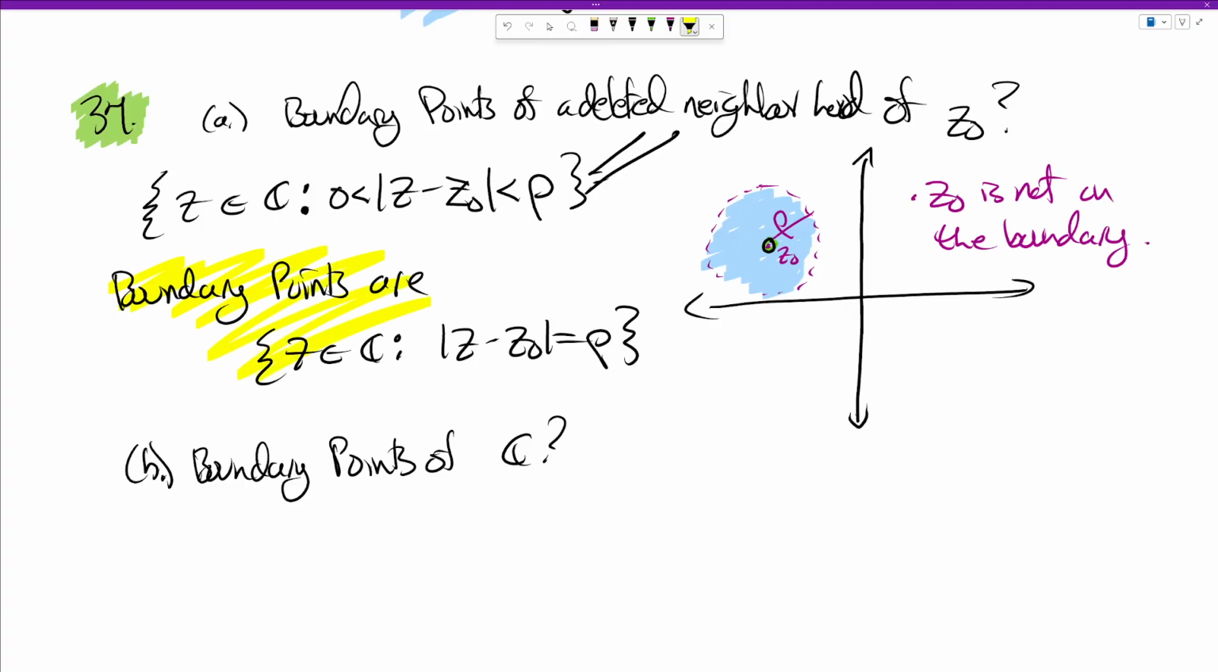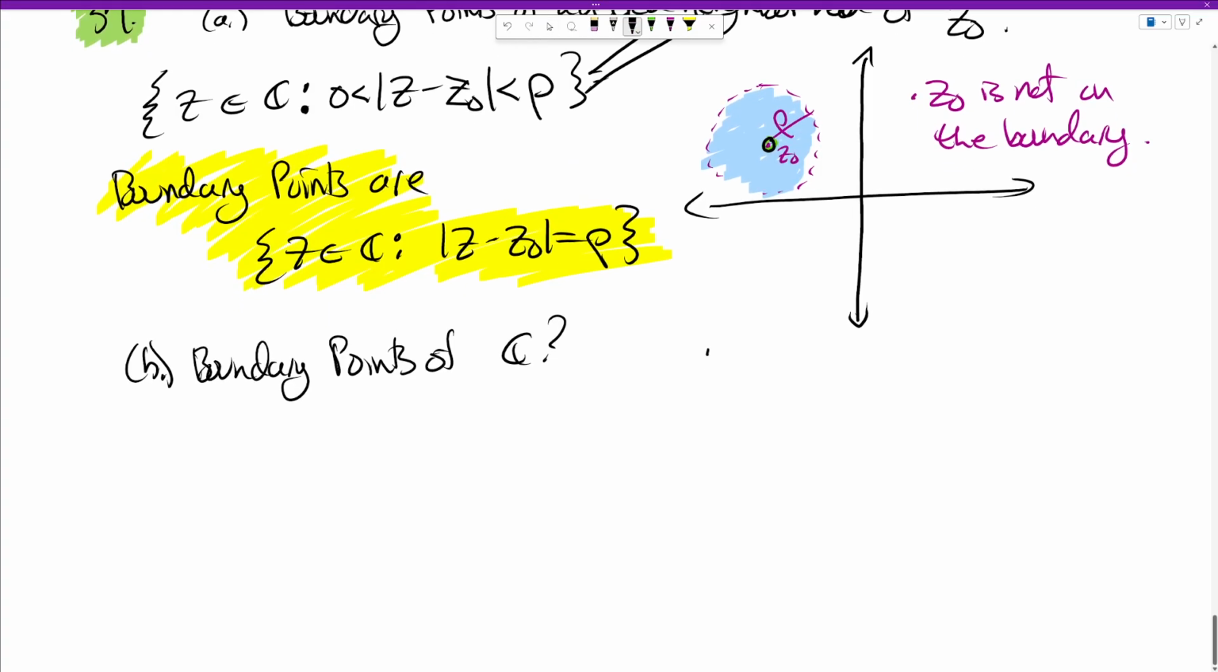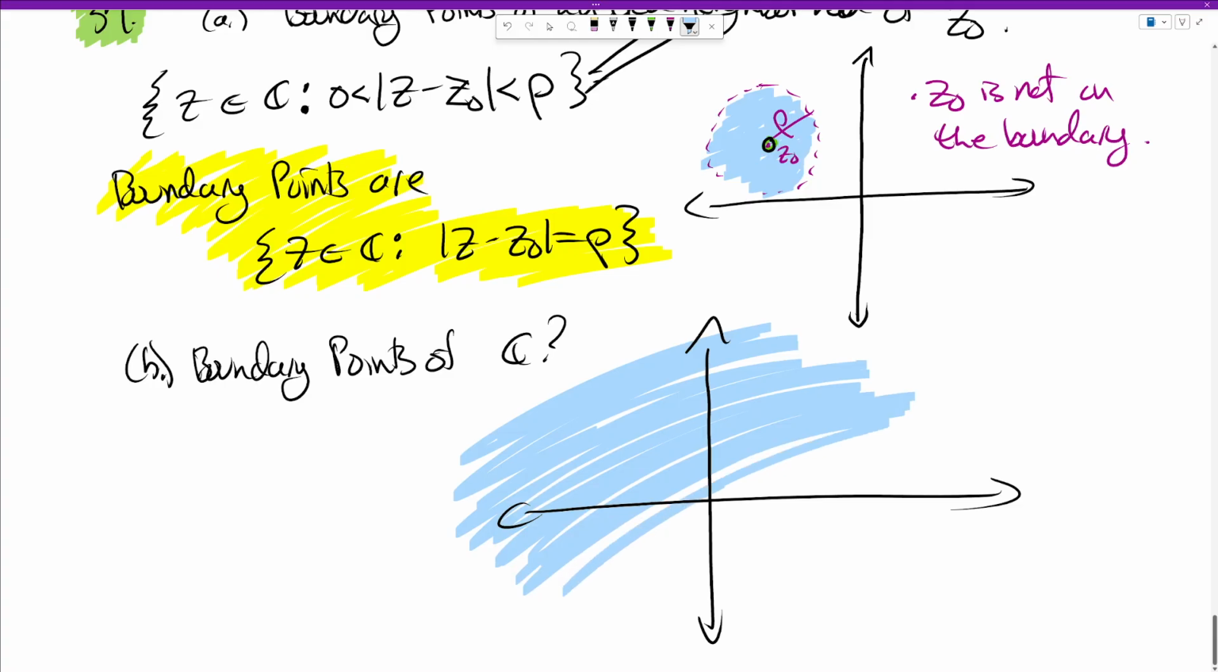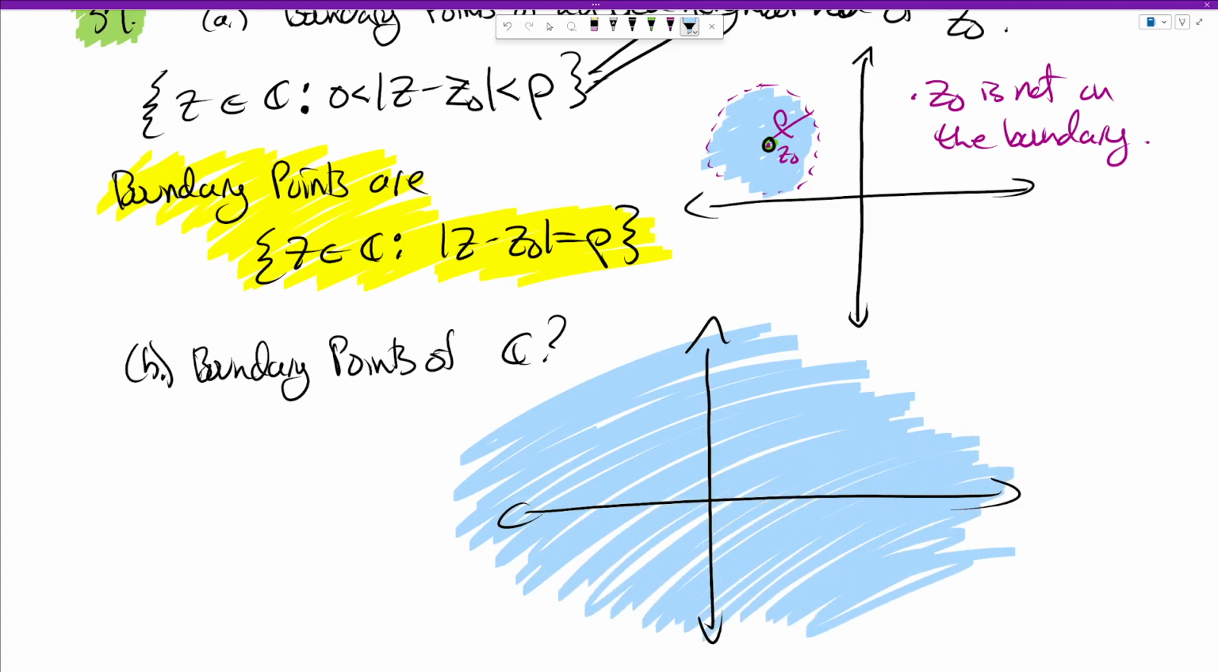So there we go. Now for the next part of 34, we're asking what the boundary points of all of C are. I think it's helpful here to draw a picture. According to what we just did, I have to draw all of C. So here's all of C. And once we've shaded everything that we can see in, we've gotten all of C.